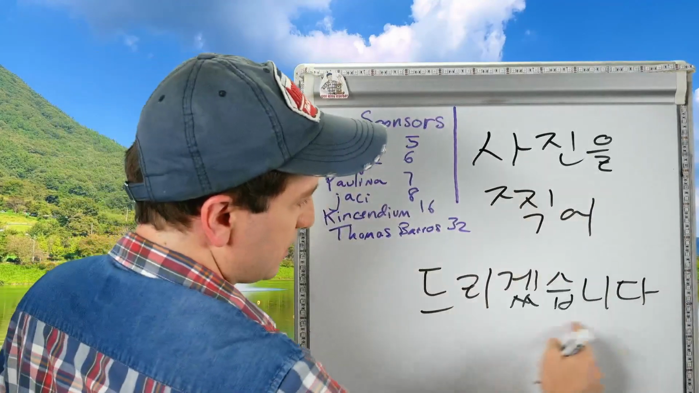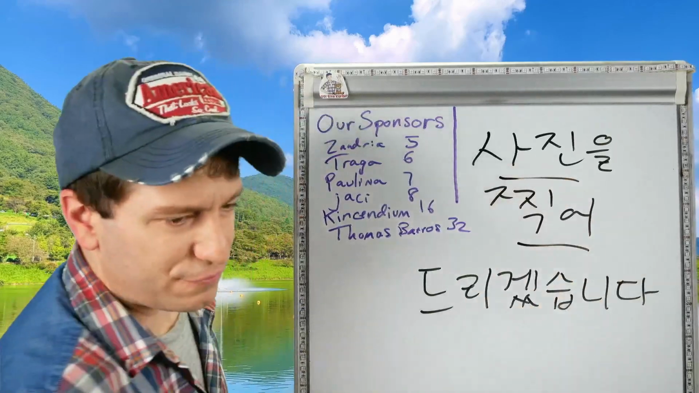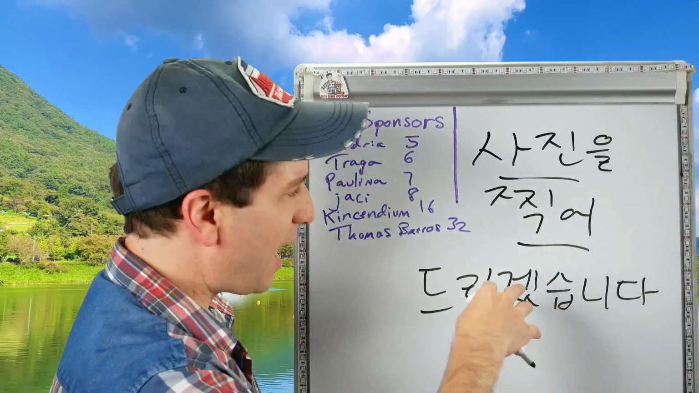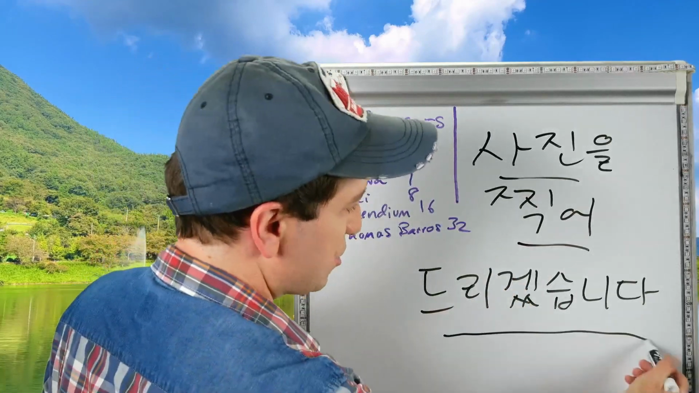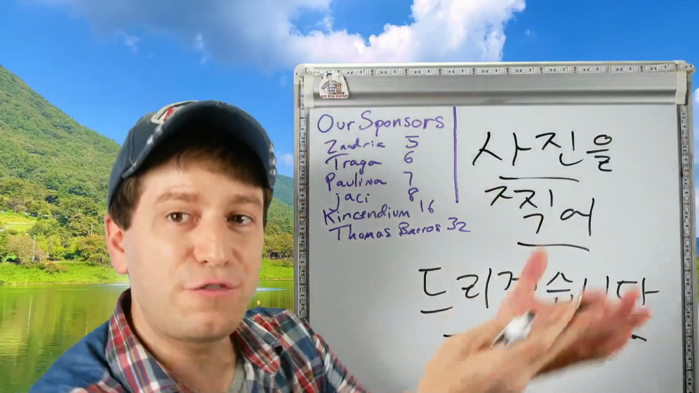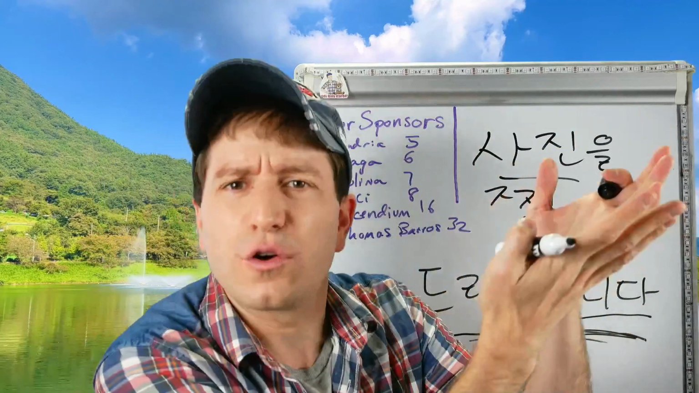사진을 찍어 드리겠습니다. So, photo, 찍다, to take a photo. So before we had 찍어 주세요. Please take my photo. Now we have 찍어 드리겠습니다. So I will give you me taking a photo. So I will take a photo for you. Like, hey, I'll take a photo for you.